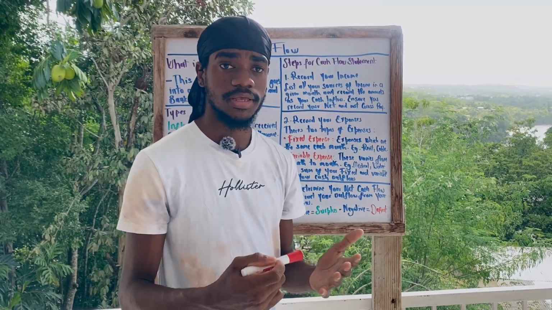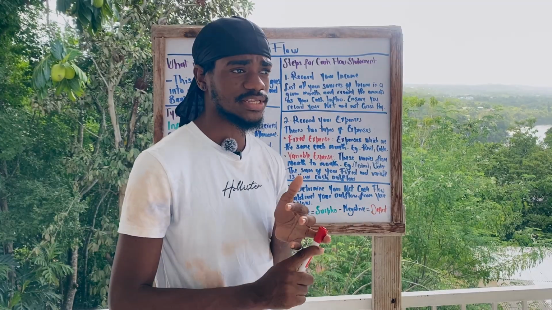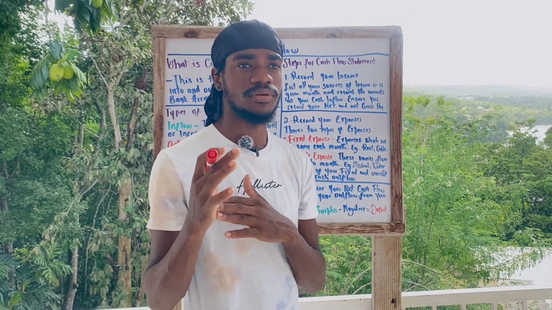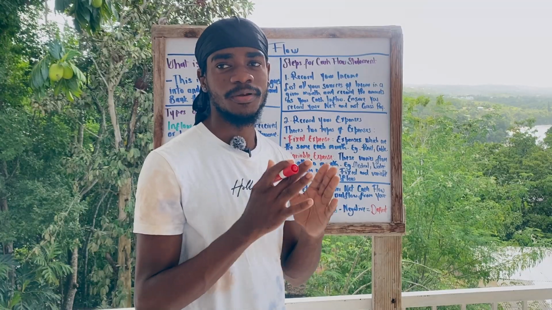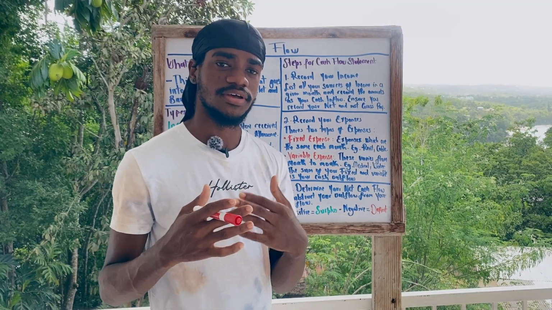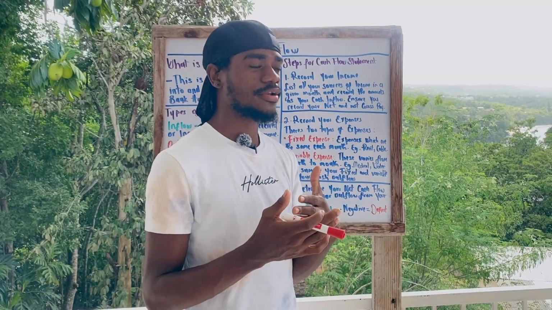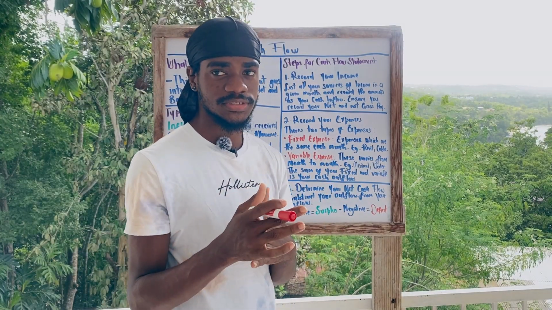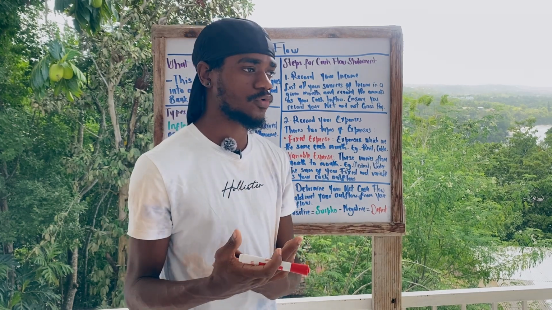Examples of these are medical bills, utility bills such as electricity or water, or the amount that you spend on groceries monthly. These can change due to inflation or things of that nature. So after you've recorded your expenses, the sum of your expenses is known as your outflow.